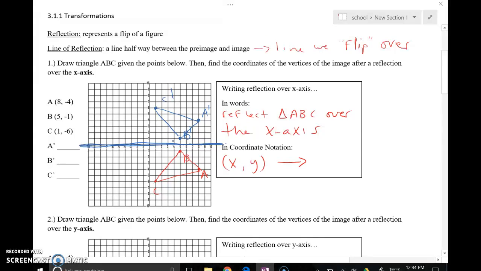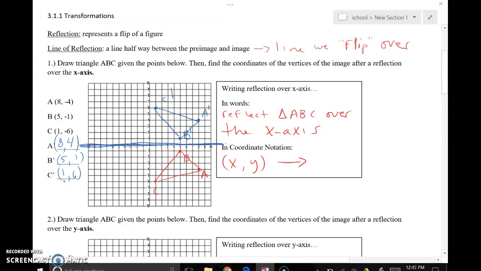We're going to go ahead and put the coordinates for the new points and write out this coordinate notation. My new A value was right 8 and up 4. My new B value was right 5 and up 1. And my new C value is right 1 but up 6.